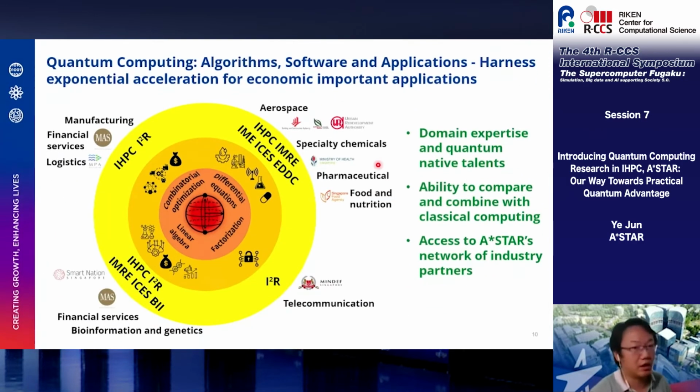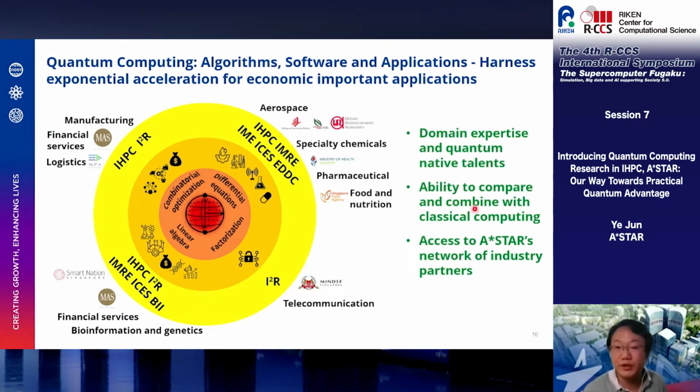So why we are interested in quantum computing is quite apparent. We are looking to harness the potential exponential acceleration for economically important applications. So how are we going to do so? We are looking at how to leverage our domain expertise and also our quantitative talents who have knowledge in both quantum chemistry, quantum many-body systems, and more, and HPC as well.